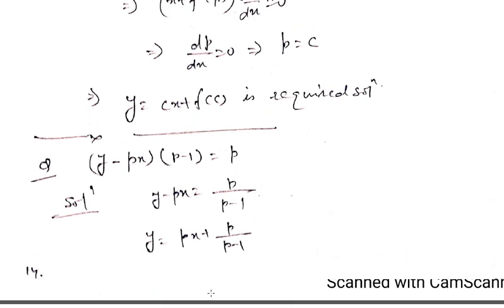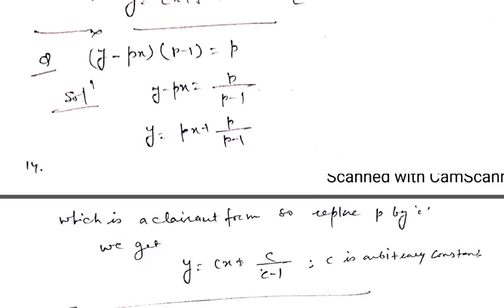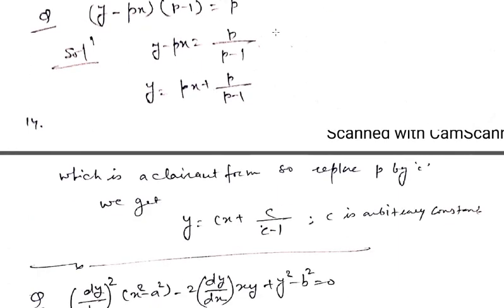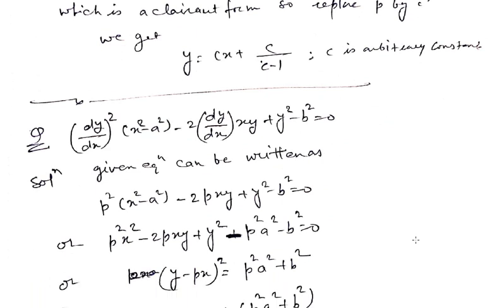So let's take a problem. (y minus px) into (p minus 1) is equal to p. First we rewrite this as y minus px is equal to p upon (p minus 1), or we can rewrite it as y is equal to px plus p upon (p minus 1). So this is y is equal to px plus some function of p. This is Clairaut form. So in Clairaut form, we just replace p with some arbitrary constant c. So the solution of this problem using Clairaut form can be written as y is equal to cx plus c upon (c minus 1), where c is some arbitrary constant.